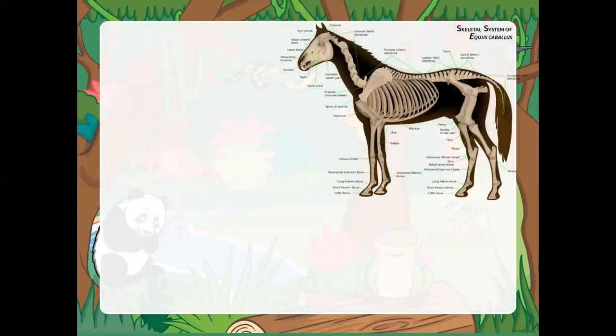Like this horse. Let's see together. This horse has an internal backbone. Okay. So I wanted to know if it's a mammal or not. The horse gives birth and feeds its babies with milk. The horse has lungs and breathes air. The horse has four legs. The horse is a warm-blooded animal. The horse lives on land. So the horse is a mammal.